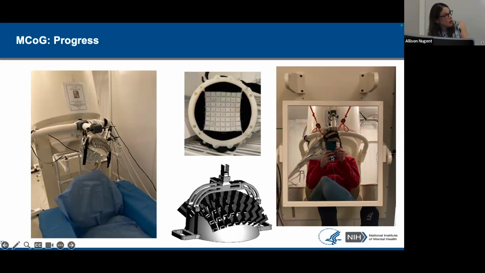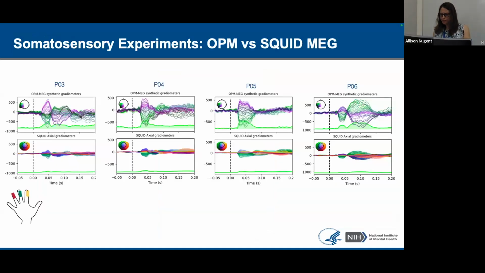And this is our current setup, which will be changing very soon. We have a subject wearing a neoprene cap that we attach the array to, and the weight of the array and the associated cabling is supported by some bungees attached here to our SquidMag instrument. All of that will be changing. I'll show you that in a few minutes.